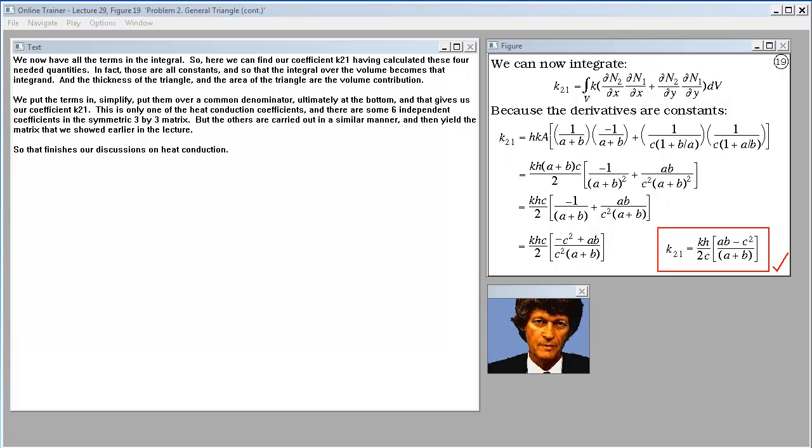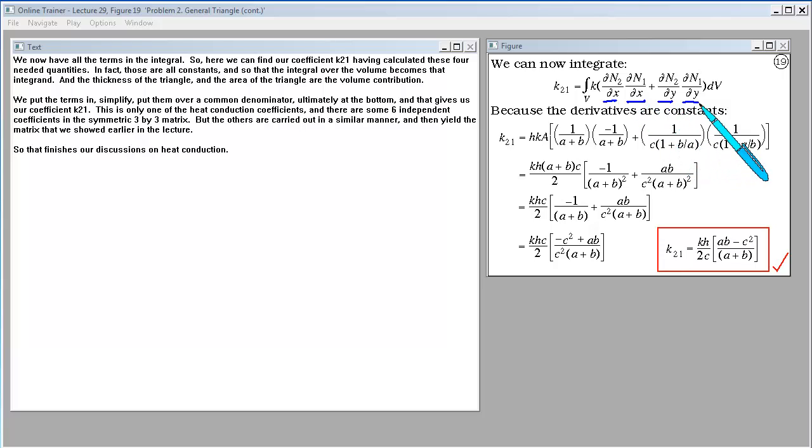We now have all the terms in the integral. So here we can find our coefficient K21, having calculated these 4 needed quantities. In fact, those are all constants, and so the integral over the volume becomes that integrand times the thickness of the triangle and the area of the triangle, which give the volume. We put the terms in, simplify, put them over a common denominator at the bottom, and that gives us our coefficient K21.